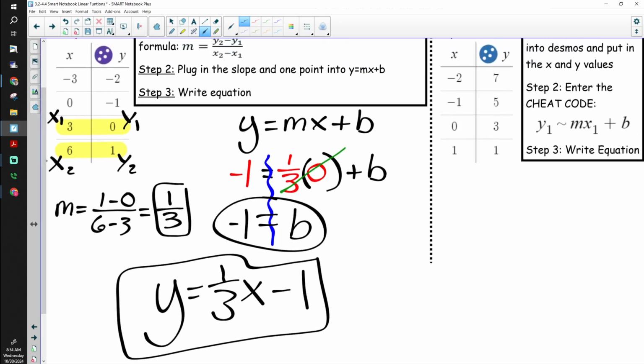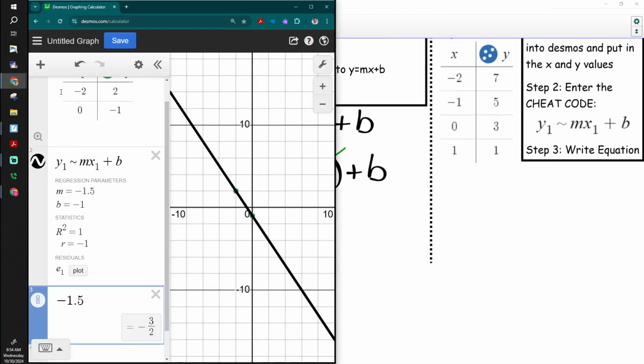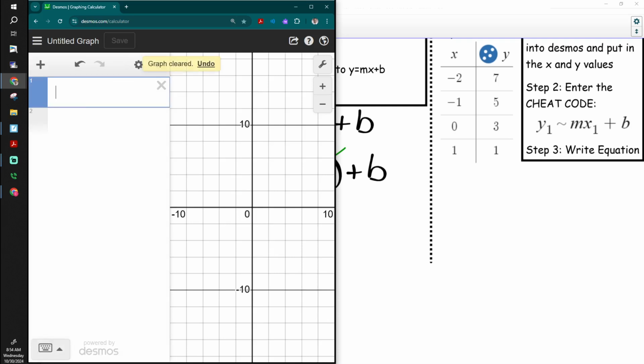Let me show you the fast way. The Desmos way. To do this with Desmos, we just have to plug in our table, plug in our cheat code. That's it. Let's add in our table. Add table. Now, do I need to put in all of the table? No. How many points do you need for a line? You only have to plug in 2. If you want to play it safe and put all of them in, go for it. But I'm just going to put in the first 2. Any 2 would work, though.